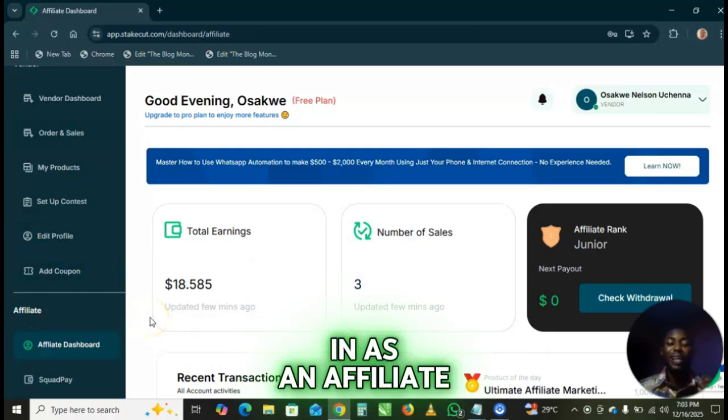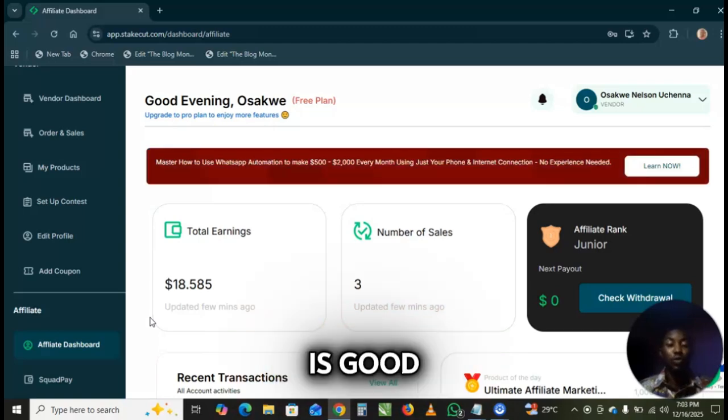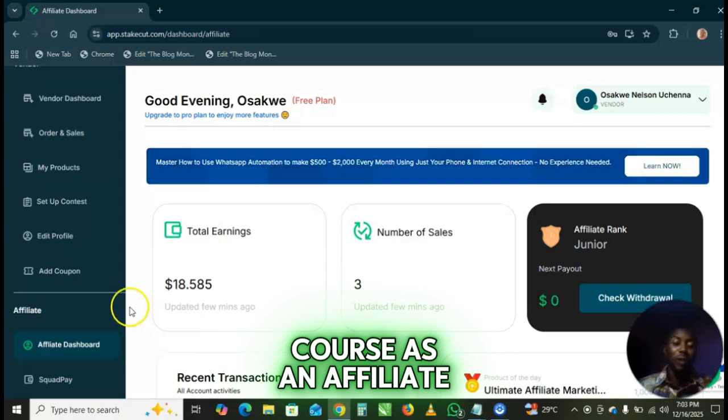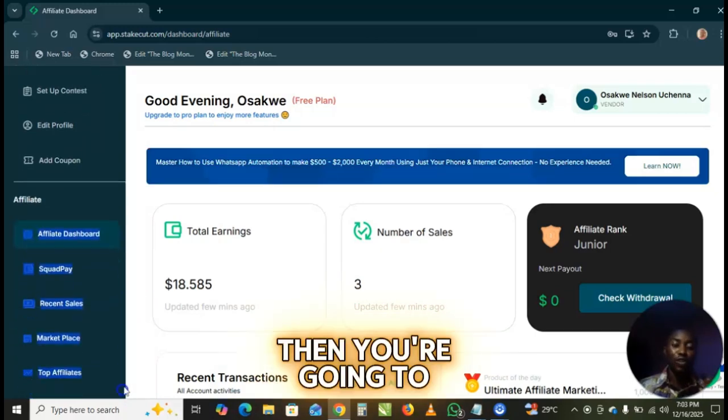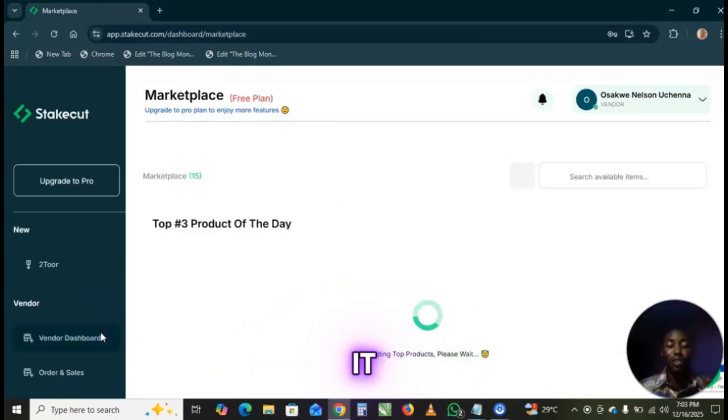So you are coming in as an affiliate, and if you are coming in as a vendor, that is pretty good. But this one, we are talking about how to promote a course on Stakecut as an affiliate. Now you are coming in as an affiliate, then you're going to locate a place called the marketplace. Look at it, marketplace. Then you click on it.